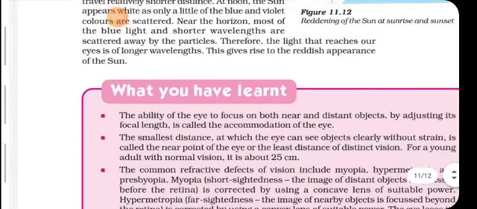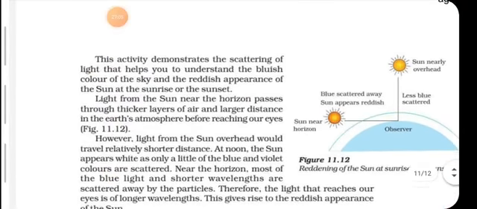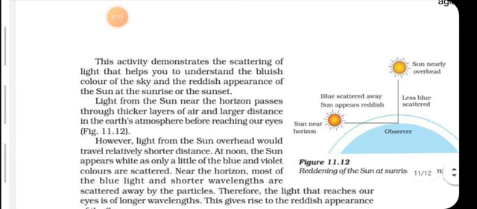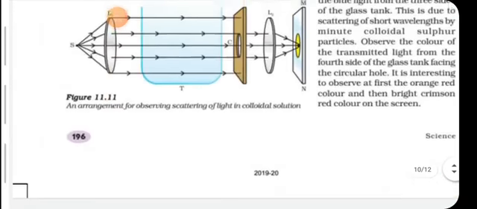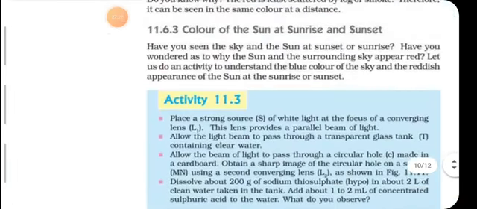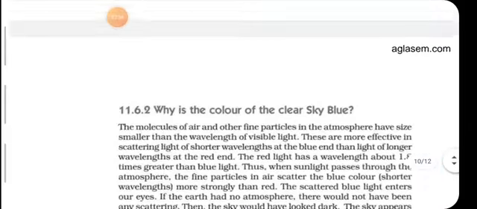This actually demonstrates the scattering of light that helps you to understand the bluish color of the sky and the reddish appearance of the sun at the sunrise and the sunset. Fine students, I hope you are clear with this. If you have any doubts, then please let me know. We are stopping here today.